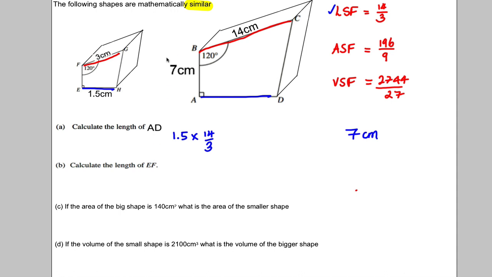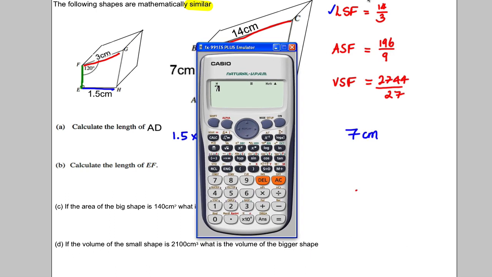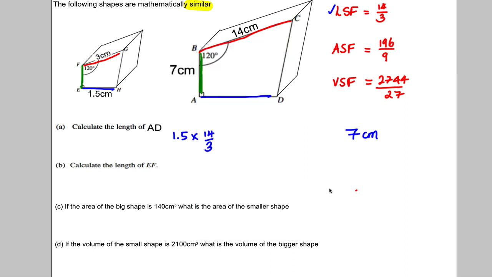Now we want the length of EF. Well, EF's the small one, and we've got the equivalent length here. So what we're going to do is divide. We're going to take 7 this time and divide it by the length scale factor, fraction 14 over 3. And we get the answer 1.5. And the unit is 1.5 centimetres. I made a big mistake here and didn't show my working. You must show your working. Each of these are 2 marks. So to get EF, we did 7 divided by 14 over 3.